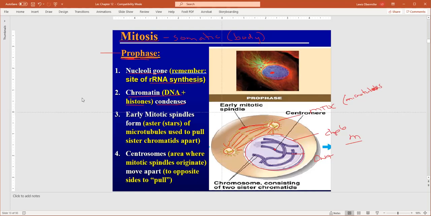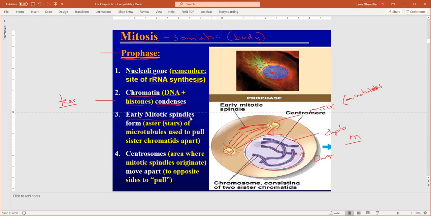So it's kind of like twisting a rubber band. You keep twisting and twisting it, and it's going to get shorter and fatter. And so that's what we mean by condensing the chromatin. And we do that because we don't want it to tear. We don't want the long strands of DNA to tear.